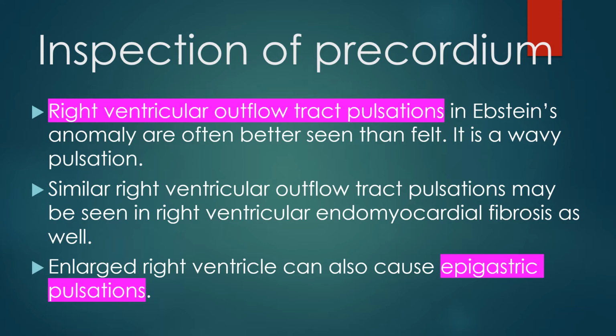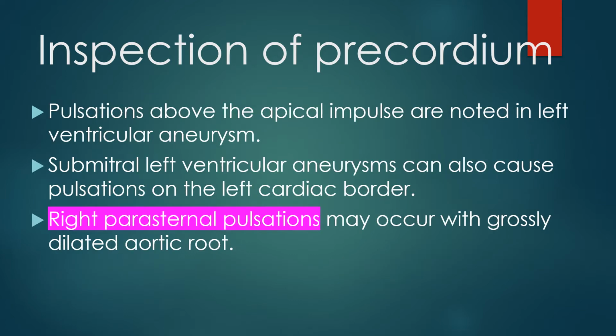Enlarged right ventricle can cause epigastric pulsations. Pulsations above the apical impulse are noted in left ventricular aneurysm. Submitral left ventricular aneurysm can also cause pulsations on the left cardiac border. Right parasternal pulsations may occur with grossly dilated aortic root.